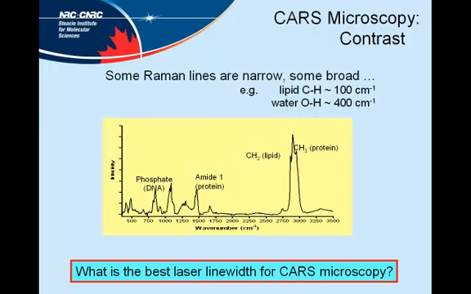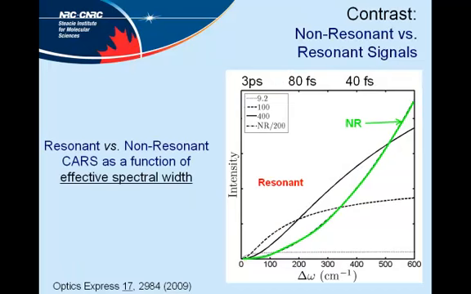So what is the best laser line width to choose for CARS microscopy? Well, I think the answer is it depends. It depends what you want to look at. This is a simple calculation where we are looking at the resonant versus non-resonant response as a function of the line width of a transform limited laser. And where the dark line crosses the green line depends on what mode you're looking at. If you're looking at a narrow line width, you want to be above this green line, so that your resonant signal is the dominant one.